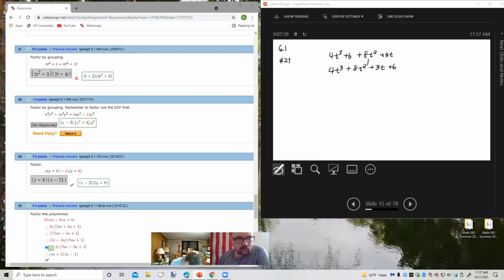Then I'll break it up into two groups of two terms. The greatest common factor of the first two terms is 4t squared. So I have a t plus 2 left over, which means that the next group, I have to have a t plus 2 left over and a plus 3 outside for it to work. So now I have t plus 2 times 4t squared plus 3. Again, any questions on that process?